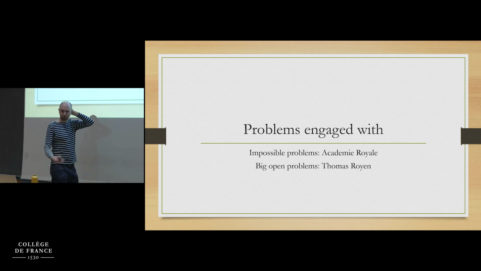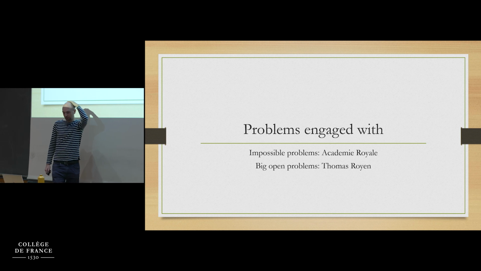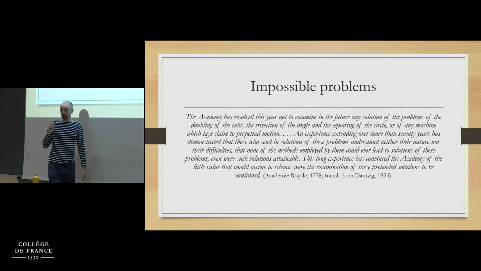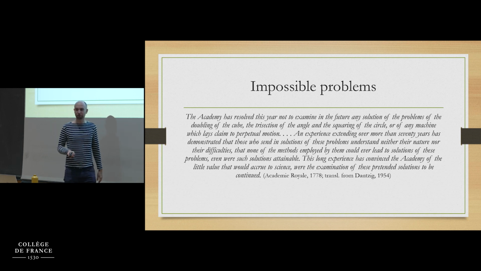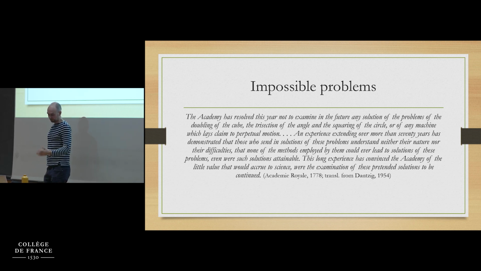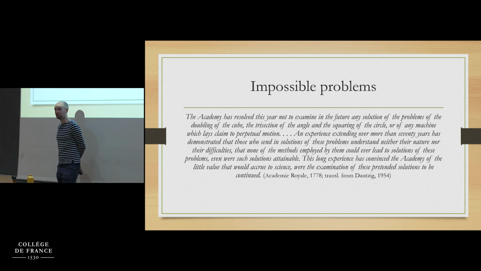Let's have a look at the kind of features of the work, right, the problems engaged with. One of the examples I'm going to give is the impossible problem by the Académie Royale, the French Académie Royale. Here's the text in English because I would just butcher it in French, so my apologies. I take the translation from Dantzig. The important bit is that the Academy has resolved this year not to examine in the future any solution to the problems of doubling the cube, trisecting of the angle, and squaring the circle. And then it continues, because the long experience has convinced the Academy of the little value that would accrue to science were the examinations of these pretended solutions to be continued.